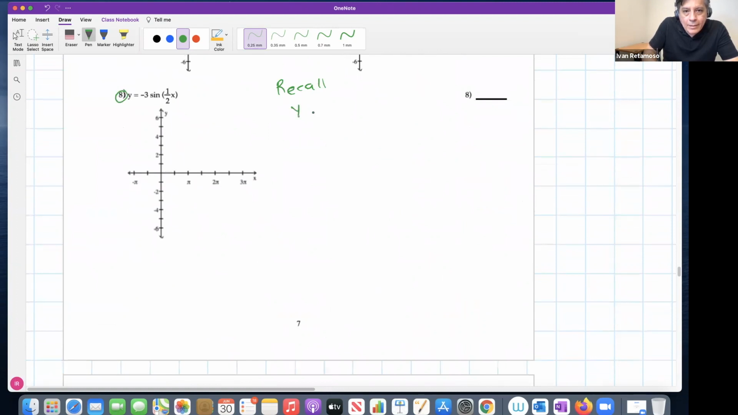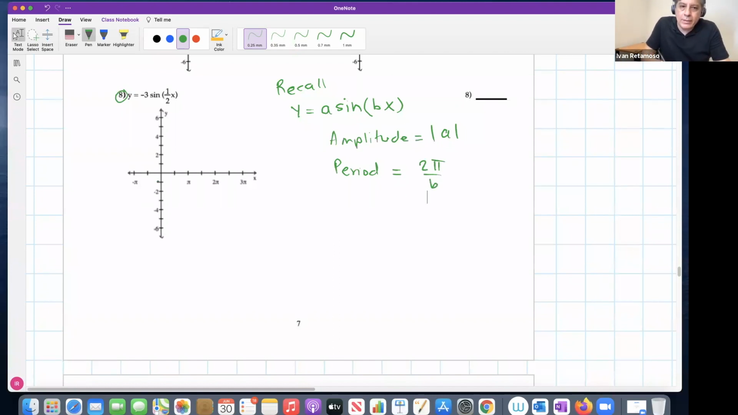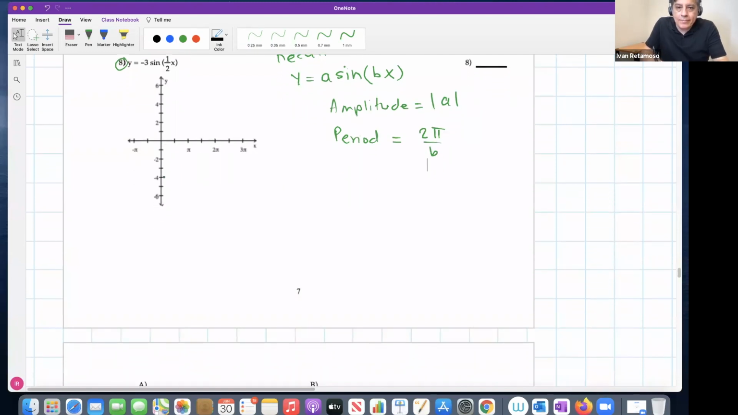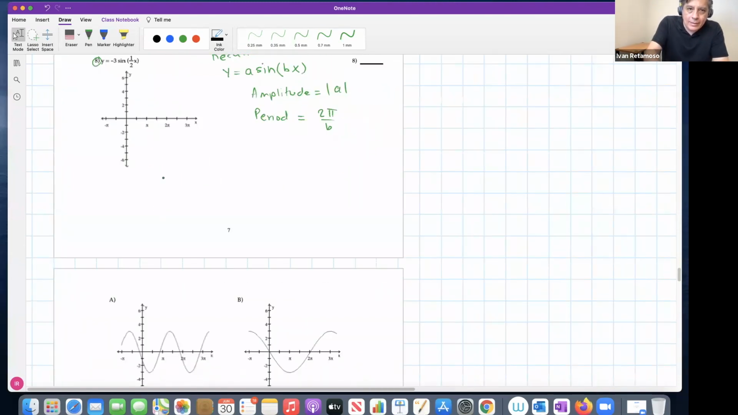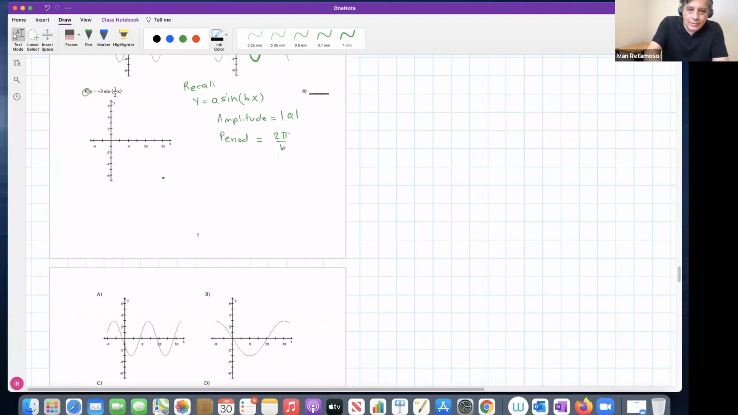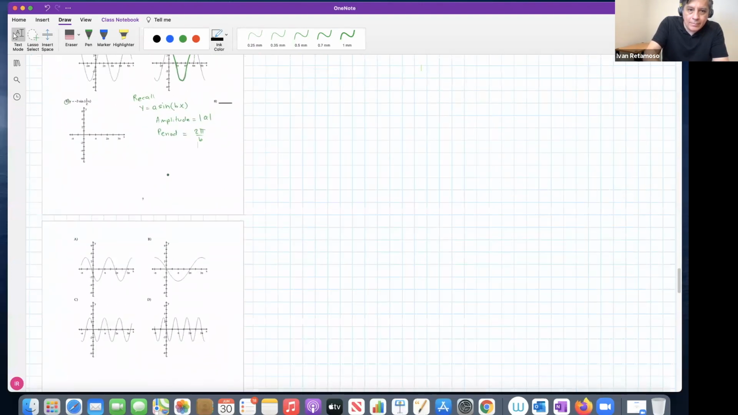If you are trying to graph y equal a sine of b times x, the amplitude is the absolute value of a, and the period is 2 pi over b. No shift because shift is 0, so don't worry about the shift. It will start at the origin of the graph, right? So try to do this. And once you are done, identify your result with one of these in the bottom.